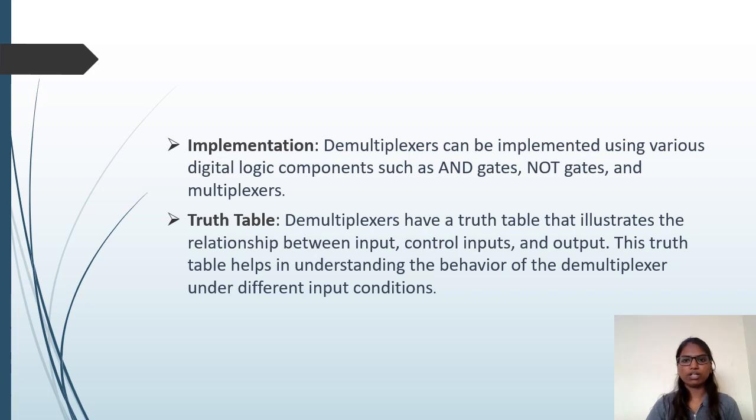Implementation. Demultiplexers can be implemented using various digital logical components such as AND gates, NOT gates, and multiplexers. Truth table. Demultiplexers have a truth table that illustrates the relationship between control input and output. This truth table helps in understanding the behavior of the demultiplexer under different input conditions.